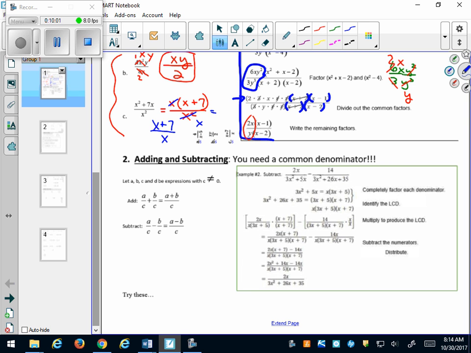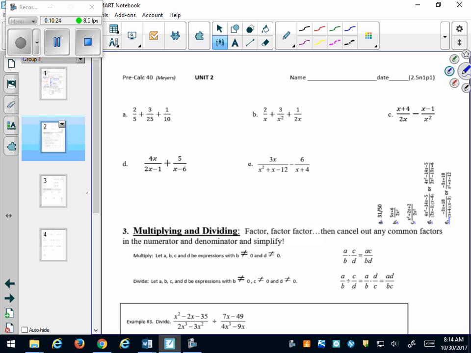So that's simplifying. Moving on, adding and subtracting rational expressions. You need a common denominator, just like you did with the regular old fractions. You need a common denominator. So, here's your explanation. Isn't that clear? There you go. Go ahead, do it. All right, so let's do one actually together on the next page.